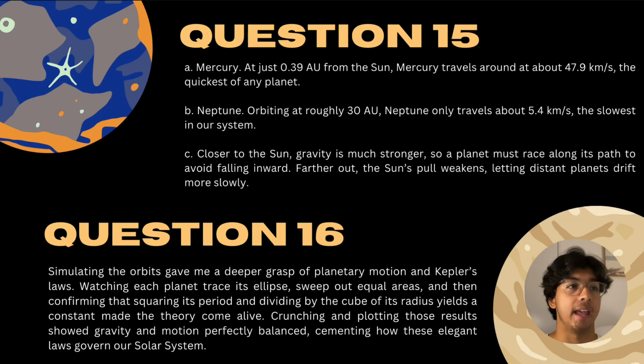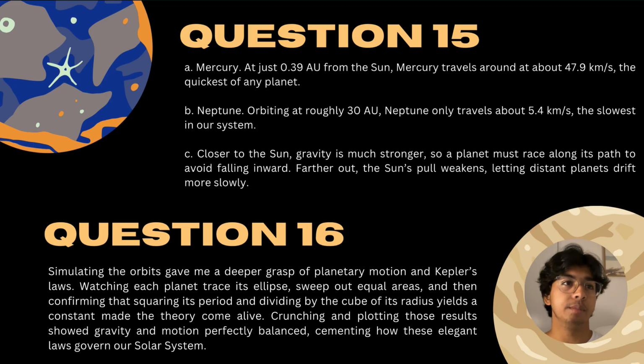Question number 15a asks us, which planet in our solar system do you expect to have the fastest orbital velocity? The answer is Mercury. At just 0.39 AU away from the Sun, Mercury travels at around 47.9 kilometers per second, which is the quickest of any planet. Question number 15b asks, which planet do you expect to have the slowest orbital velocity? The answer is Neptune, orbiting at roughly 30 AU. Neptune only travels at about 5.4 kilometers per second, which is the slowest in our solar system.